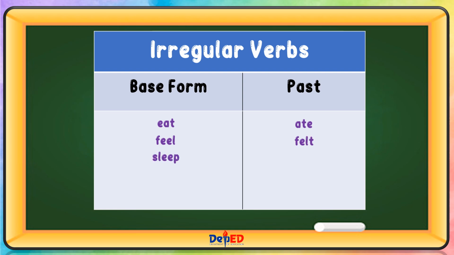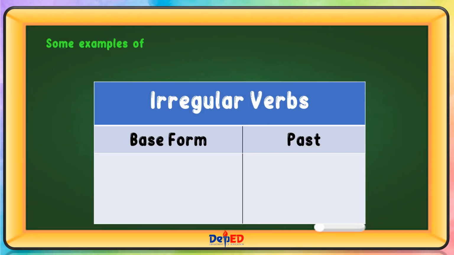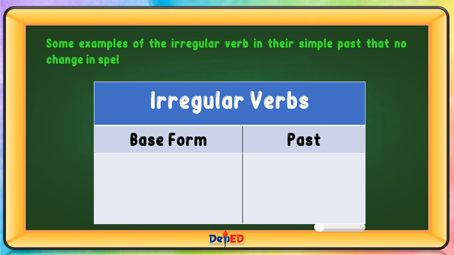Sleep, slept. Ring, rang. Pay, paid. Some examples of the irregular verb in their simple past that no change in spelling. Cut, cut. Shut, shut. Read, read. Set, set.